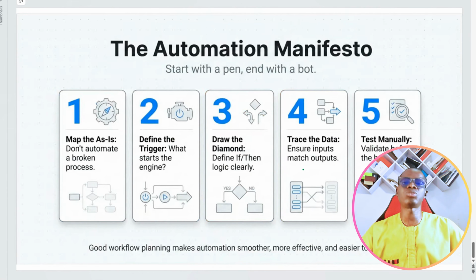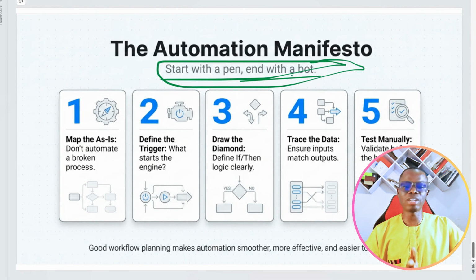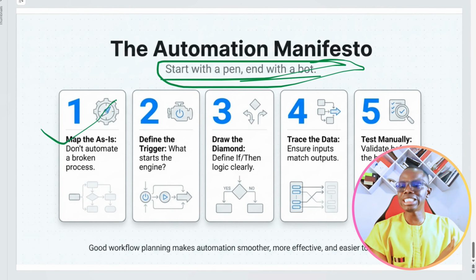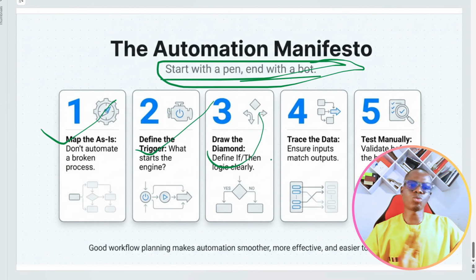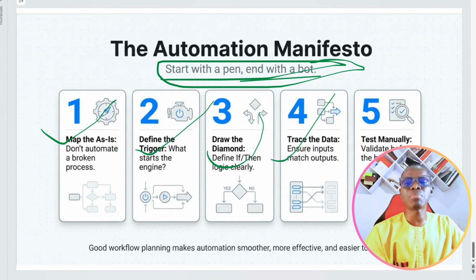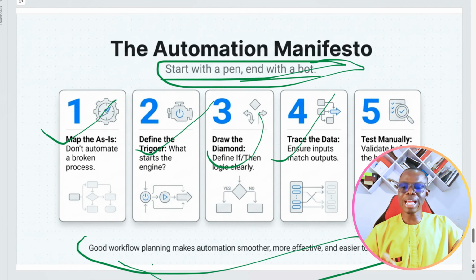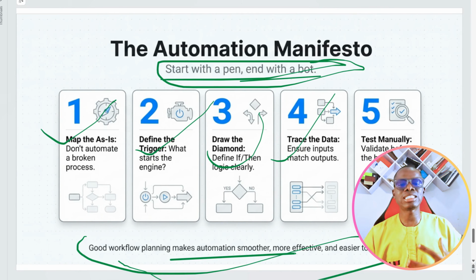So in summary, the automation manifesto, you can take as your own pledge now. Start with a pen, end with a bot, meaning your AI automation. Start with a pen and end there. Map the as-is, don't automate a broken process. Define your trigger, draw your flow, trace the data, test manually before you even build. So good workflow planning makes automation smoother, more effective, and easier to adopt.